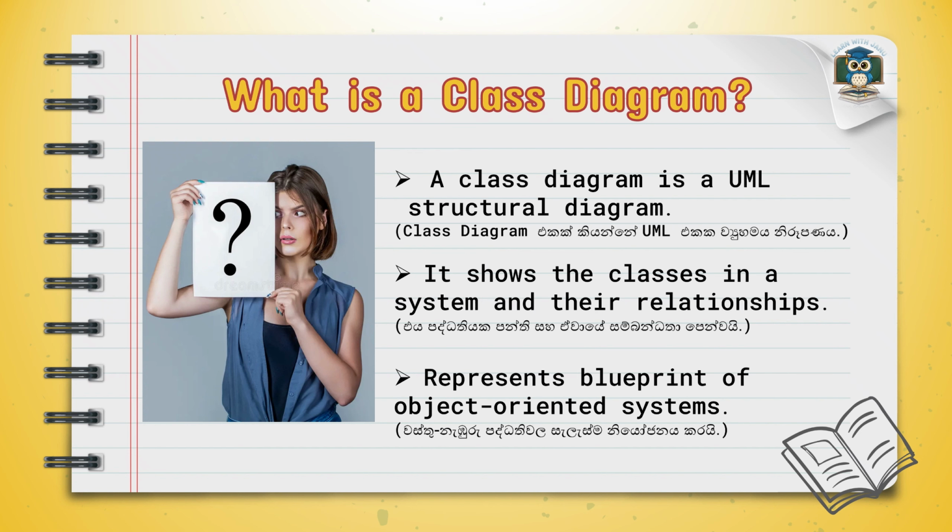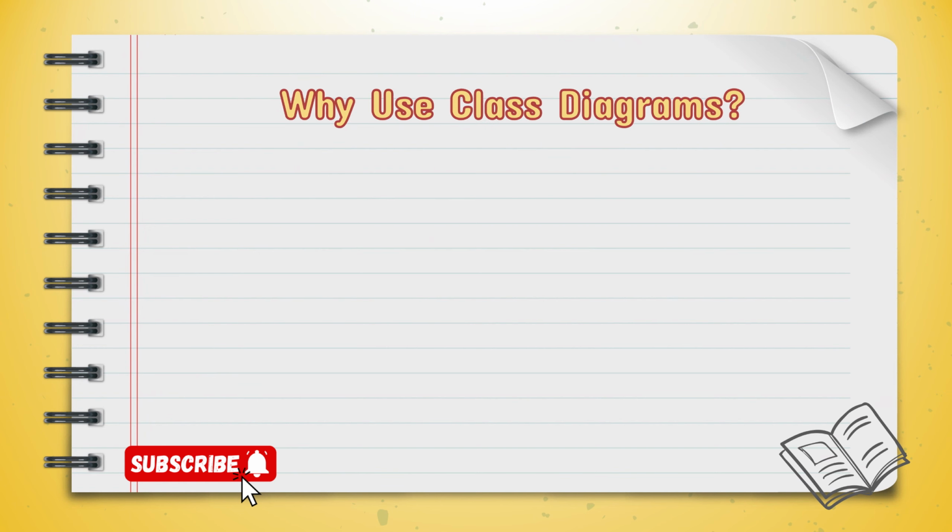A class diagram is a UML structure diagram. I think you already know about this. The other point is that it shows the classes in the system and their relationships. And the third is that it represents the blueprint of an object-oriented system. So this is the meaning of the class diagram.